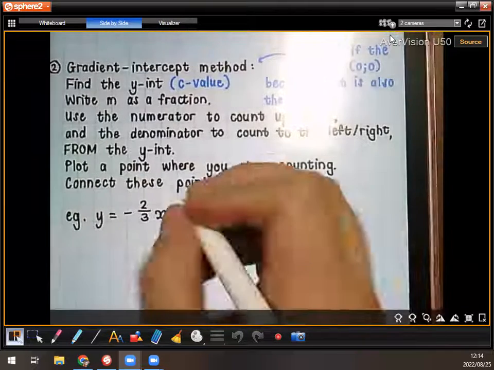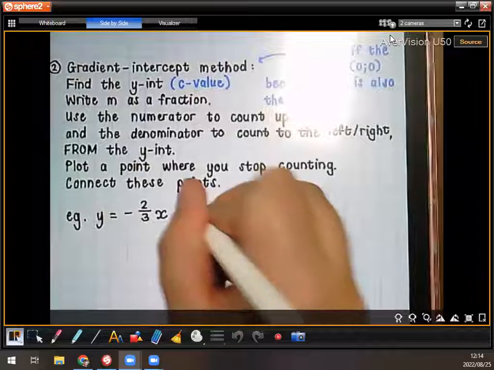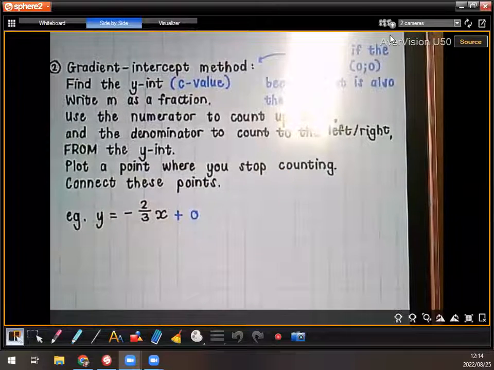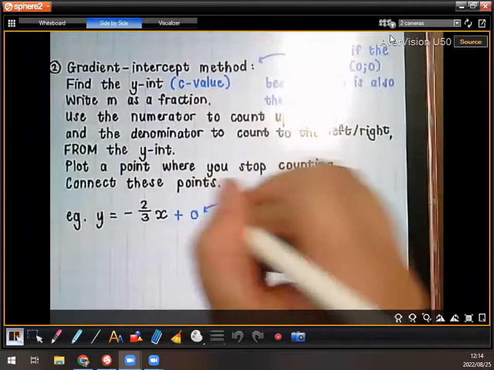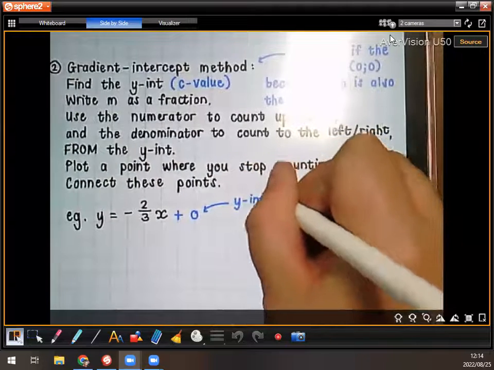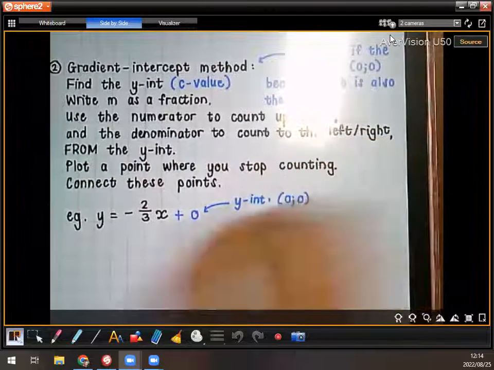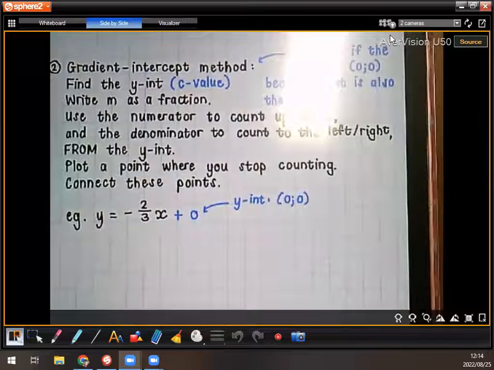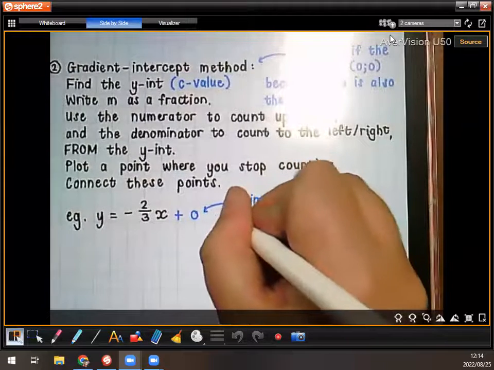So you can use a different color just to put a plus 0 there, but obviously they'll never give you that plus 0. Okay, that 0 will never be used. So now do we agree that the y-intercept is 0? So this means the y-intercept is the point (0, 0), the origin. So that means that it is also the x-intercept.